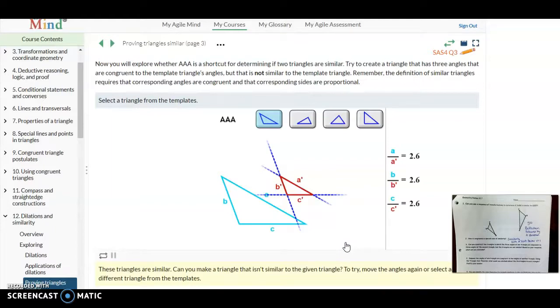Let's look at the ratios. Okay, so look at the ratios. Every single time we did get the same exact ratio. So all of the corresponding sides were proportional. Now I could do other images here, but the result's going to be the same with a different template.